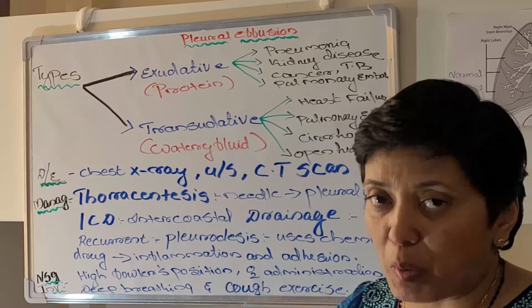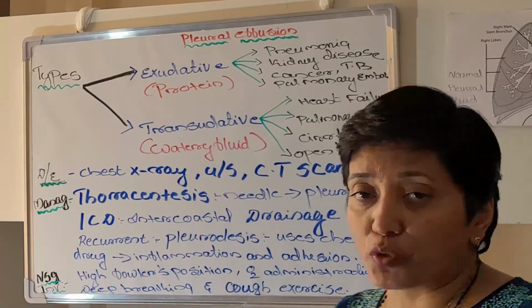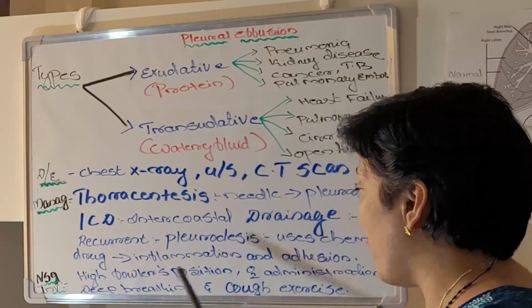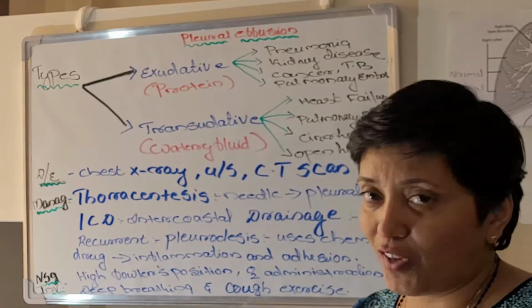so that the production of the pleural fluid will be minimized. For nursing management: high Fowler's position, to increase the thoracic space. Oxygen administration is needed, along with deep breathing and coughing exercises.